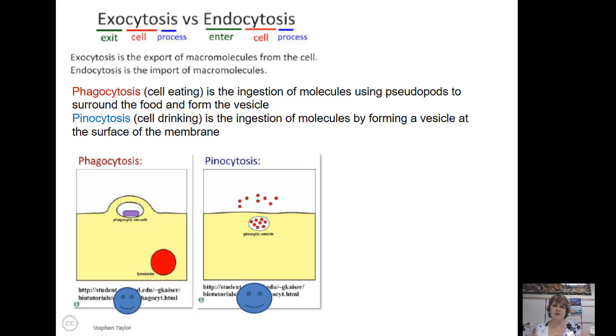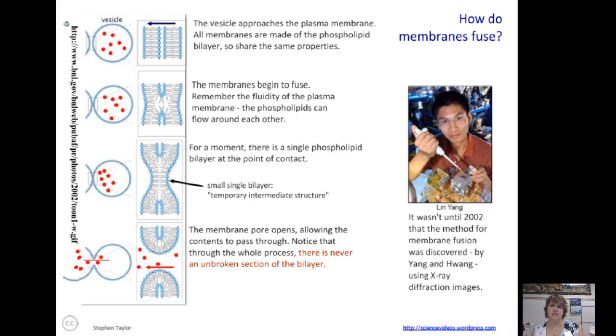And then the exporting of materials is exocytosis. So here's a really good step-by-step picture of how exocytosis works. Exocytosis is expelling materials from the cell. So this could be any type of waste material that's in the cell. It's first going to be enveloped by a membrane to form a vesicle. That vesicle will then fuse with the plasma membrane interior.